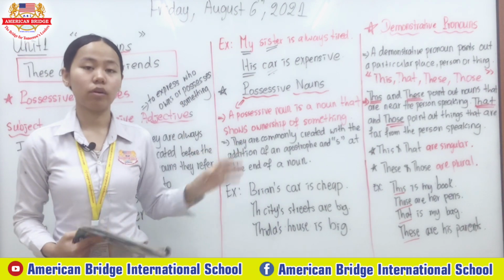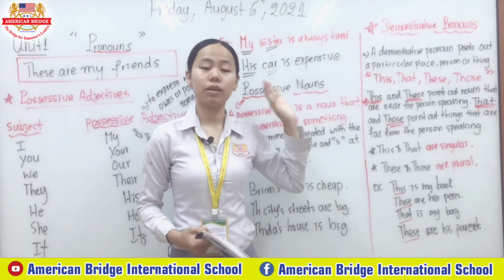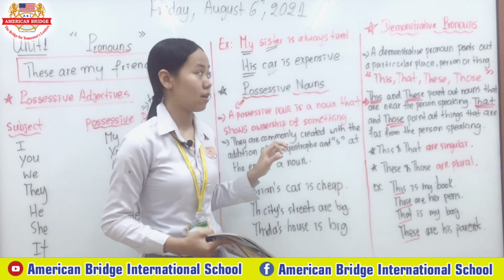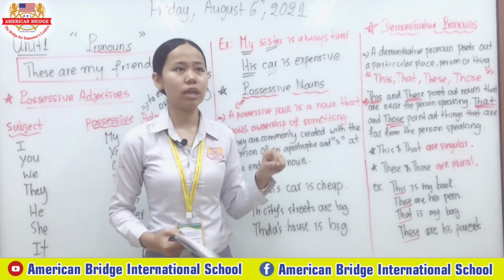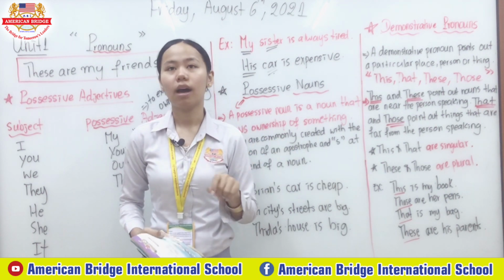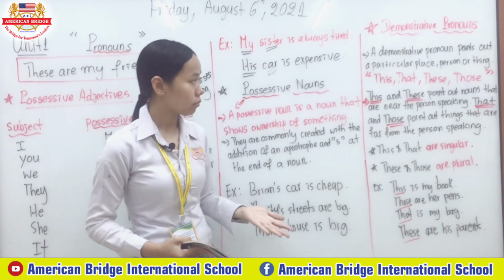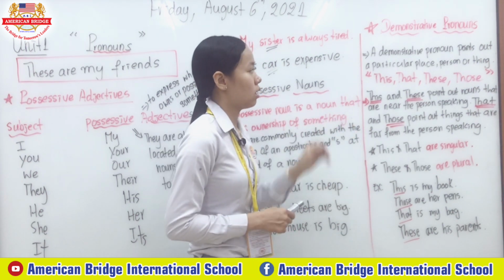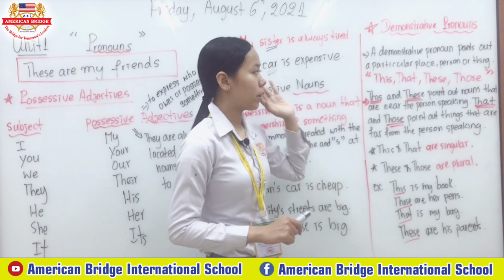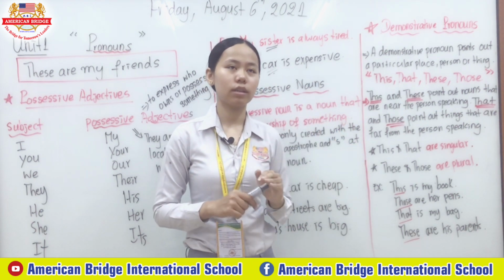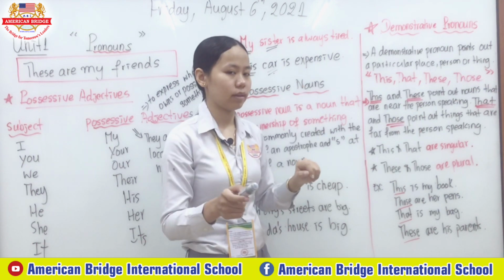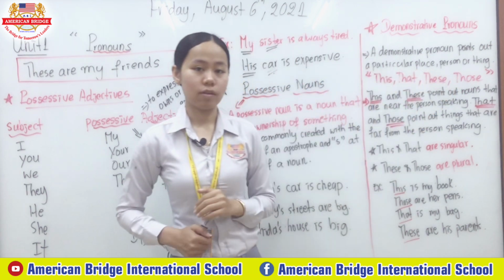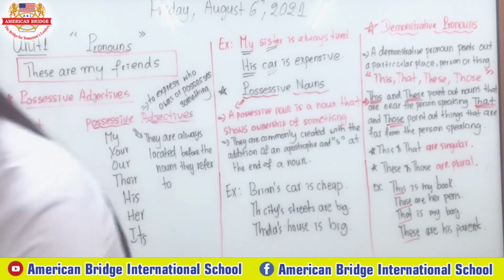And the last point that we are going to learn today is demonstrative pronouns. I think most of you are familiar with demonstrative pronouns, right? When we talk about demonstratives, we use them to point out that something is near or far from you. So what are demonstrative pronouns? A demonstrative pronoun points out a particular place, person, or thing. So we use it to point out a particular thing, person, or place.